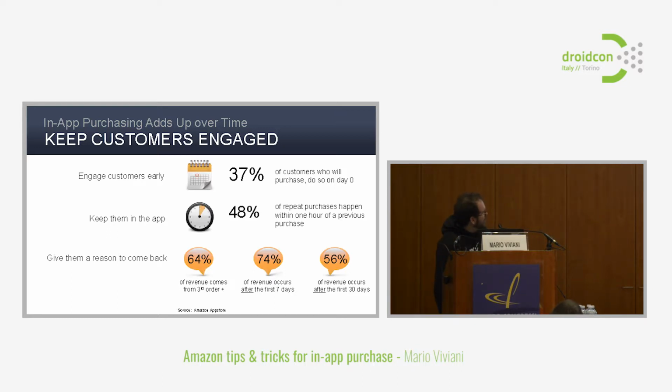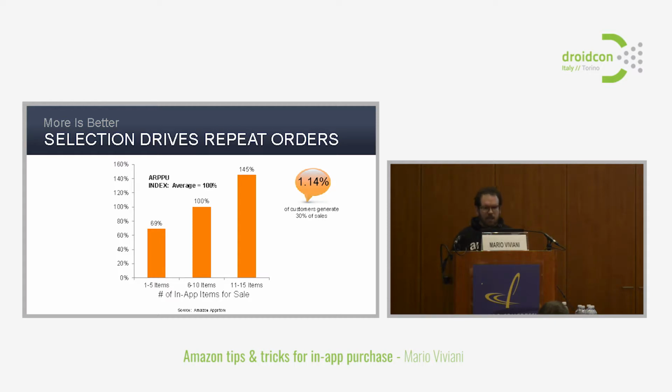Another important bit, and we'll also see how important the real estate is in terms of in-app items, is the selection. Think about how many in-app items you have inside of your app. We've seen that the more items you provide, the higher the selection, the higher the average revenue per paying user. And this is interesting because it is just by the fact that you have multiple items available. If you have between 11 and 15 items, you can get 45% better average revenue per paying user. That's almost half more, just by adding more items. And keep in mind that a small amount of users can make a huge amount of revenue.